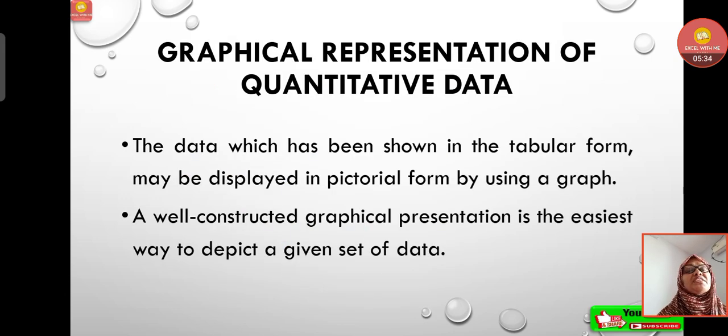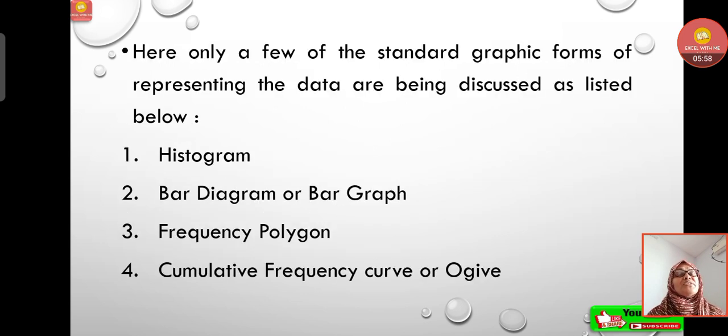Now that's the presentation. Now, graphical representation of quantitative data. The data which has been shown in the tabular form may be displayed in pictorial form by using a graph. Obviously, clearly we can understand what the range of that particular data is. A well constructed graphical representation is the easiest way to depict a given set of data. We can compare also easily.